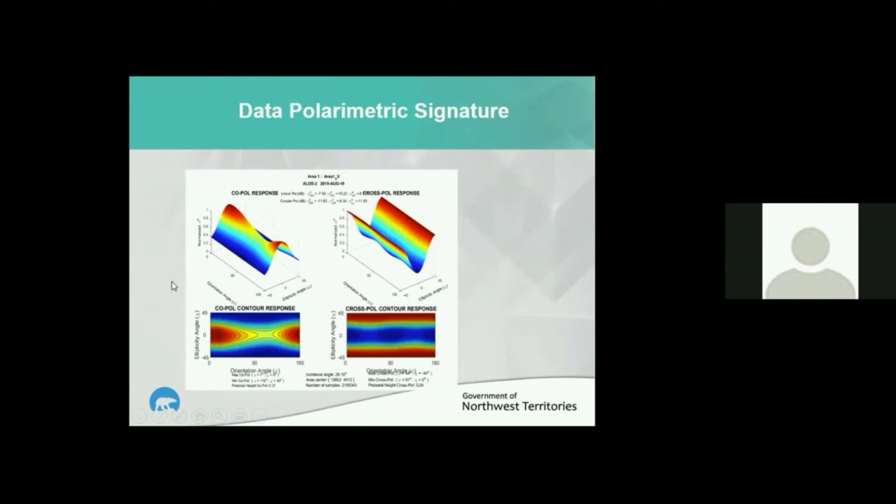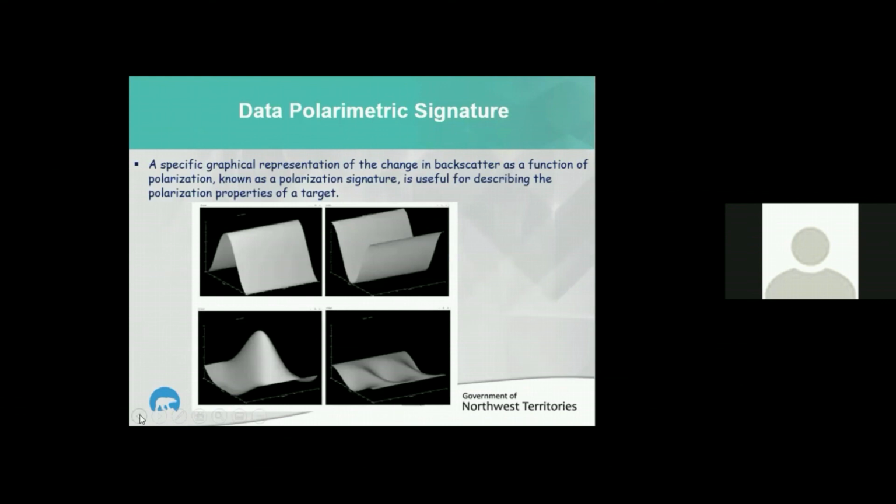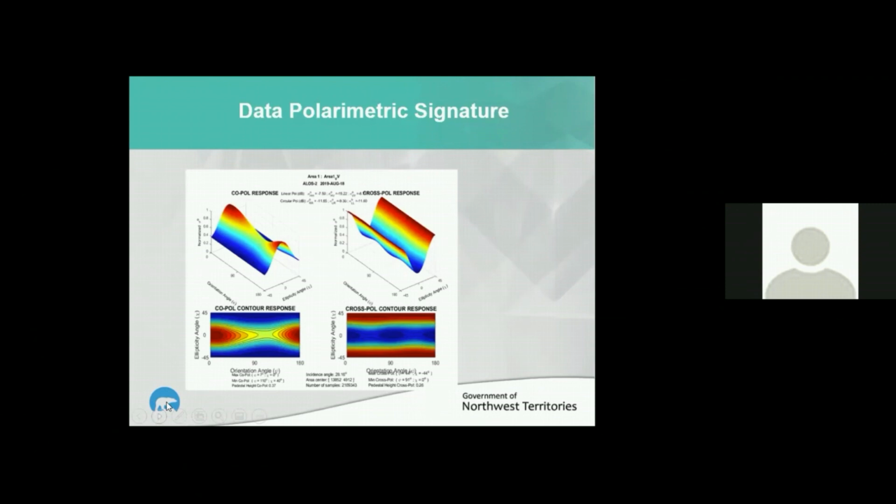It's called polarimetric signature, which is a kind of graphical representation of a change in the backscatter of the signal as a function of polarization. This is why it's called polarization signature, and it's useful for describing the properties of the target. Particular for the area of interest that we received is this polar response, copolarization response for the area of interest.